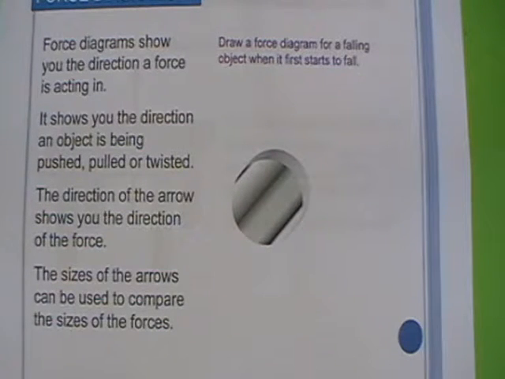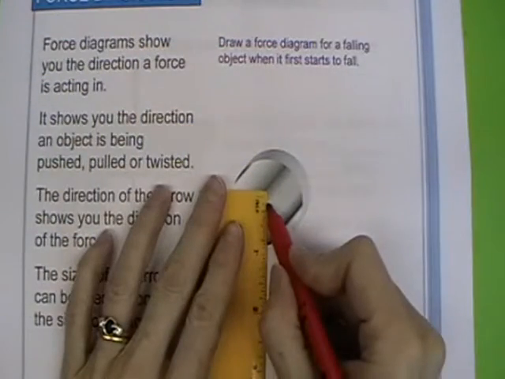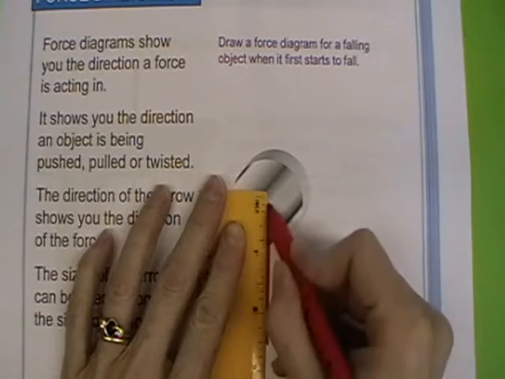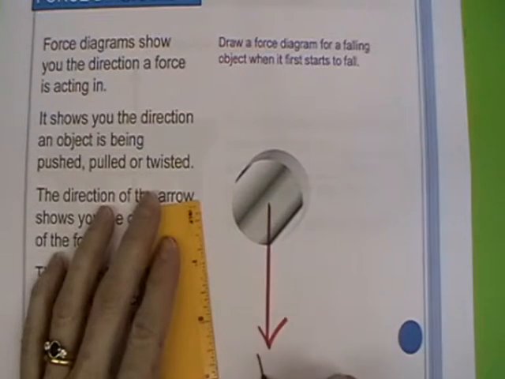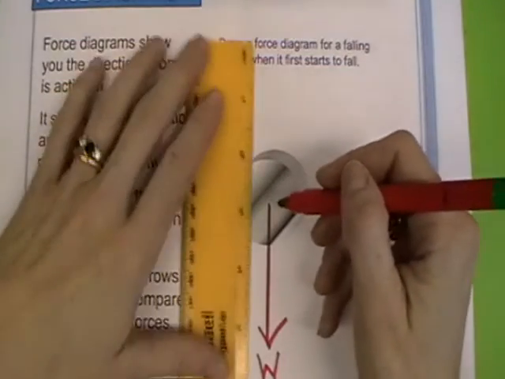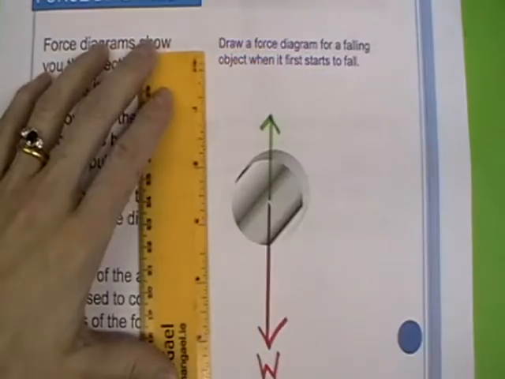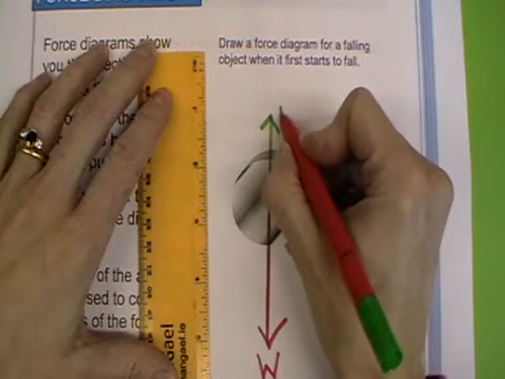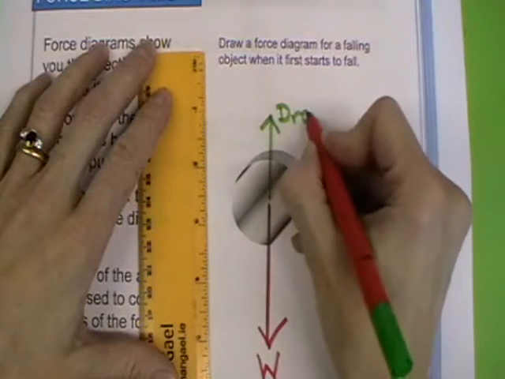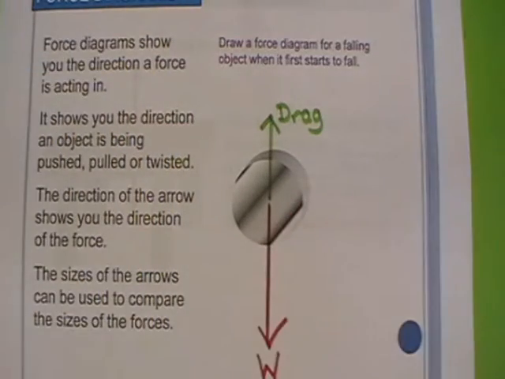So whenever an object begins to fall, it says draw a force diagram for a falling object when it first starts to fall. Now obviously gravity is going to pull it down, and that gravity is going to give it weight. So there's going to be a large force acting down, and just as it starts to fall, air resistance, as it starts to move, acts against it, and it obviously acts up, and it would be a smaller force. We'll just call that D for drag. In fact, I'll write it in. But that smaller force actually gets bigger as the object speeds up.